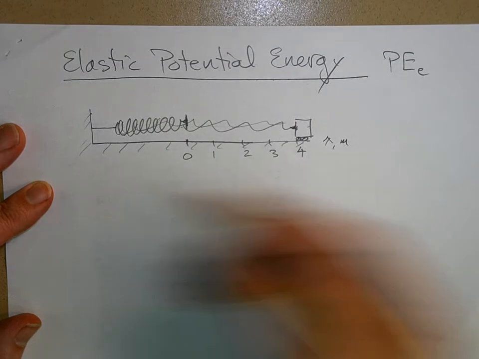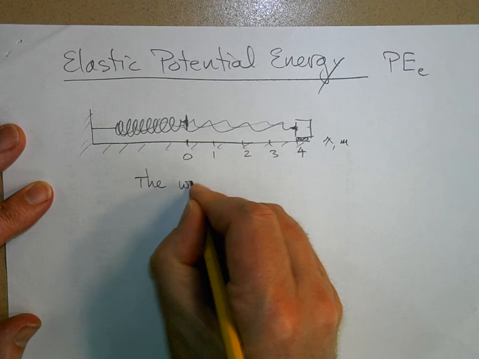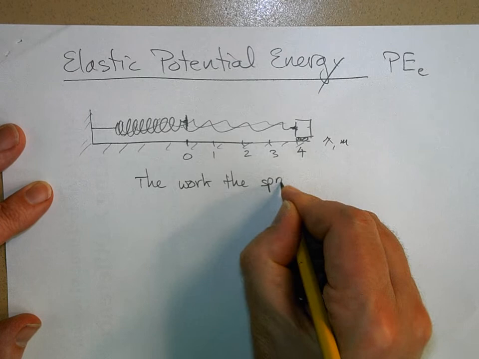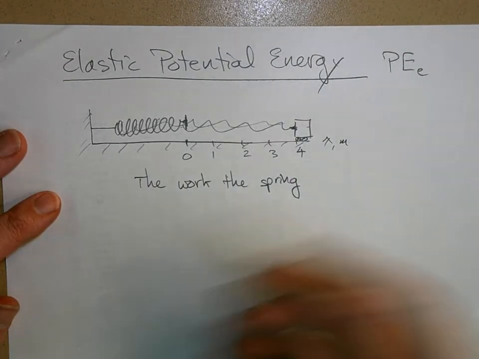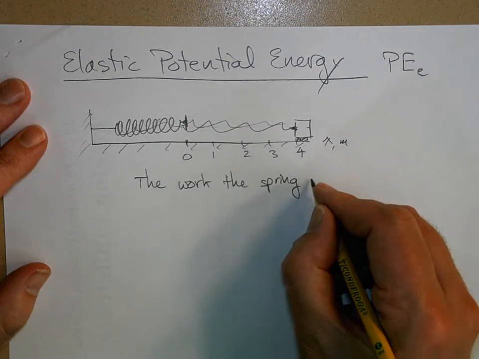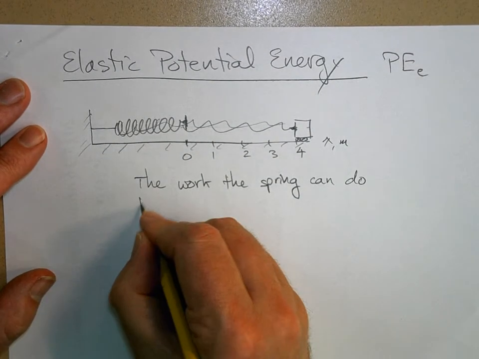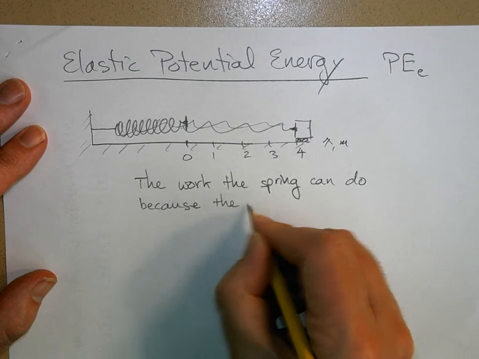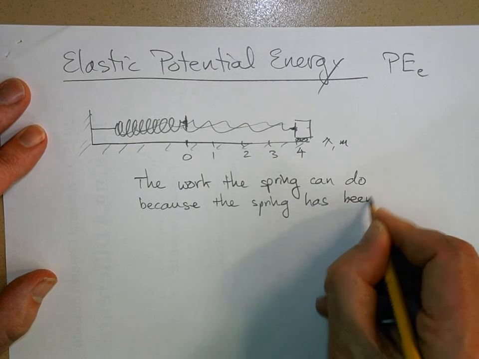So the elastic potential energy is the work the spring can do because the spring has been stretched. Now it can be a spring, it can be a rubber band, it can be any elastic material. That's why we call it elastic potential energy, because it's not just springs.